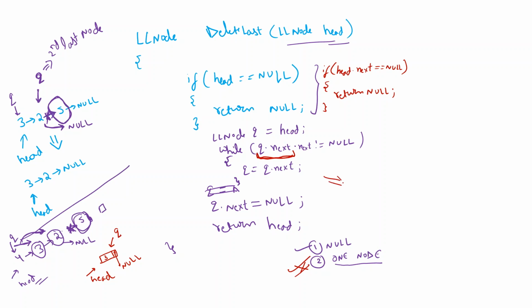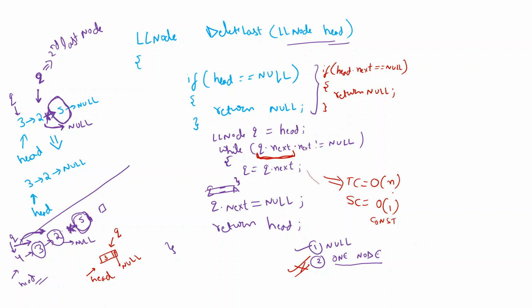Now again, time complexity for this code, space complexity for this code: order of n, order of 1. Order of 1 because I am not creating extra space that depends on the number of nodes in the linked list. It's just a Q. Even if you have 1,000 nodes in the linked list, there will be only one reference created. That means it's constant space.